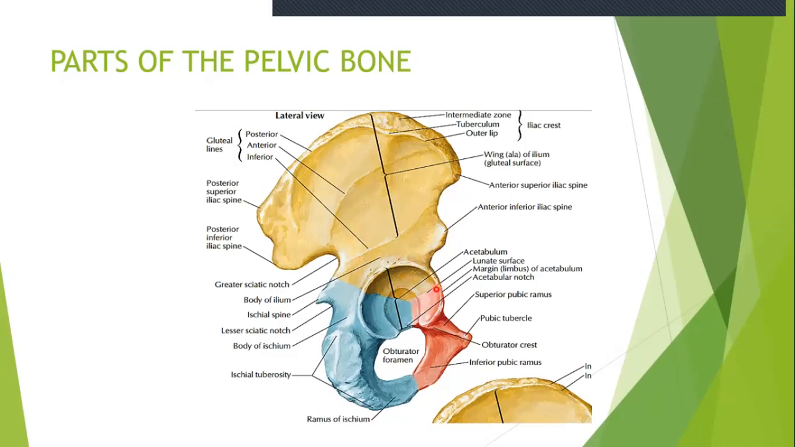And you can see the acetabulum has parts. This part here is the lunate surface. Then you can see this is the margin or the limbus of the acetabulum. This margin is not complete. It leaves a gap here inferiorly. That is known as the acetabular notch. Then this part here, the deepest one, is the acetabular fossa. Here is the obturator crest.